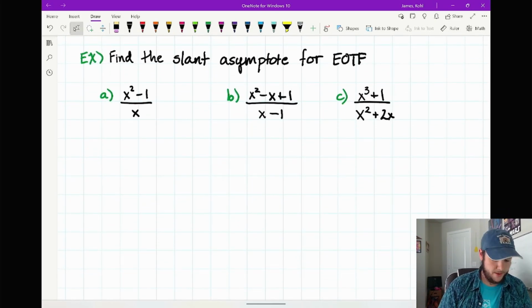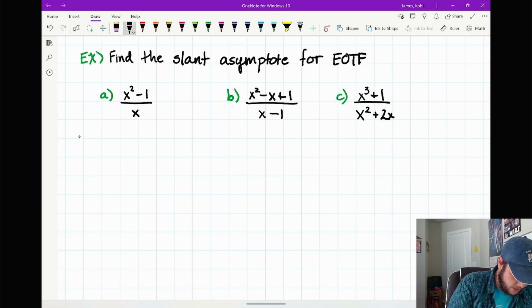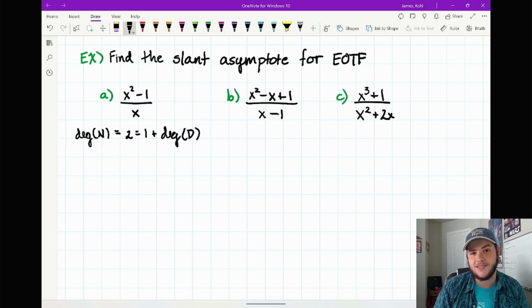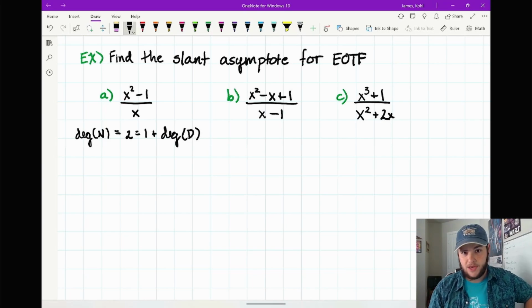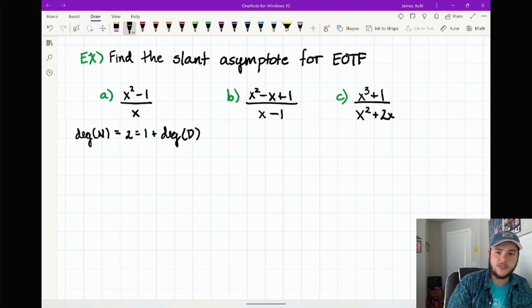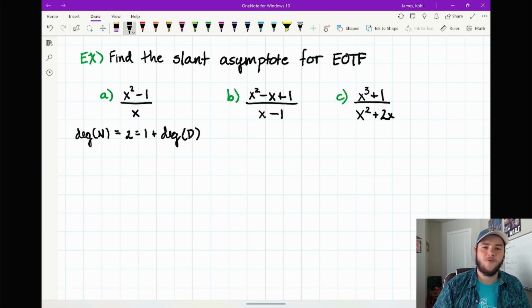In part A, notice the degree of the numerator is 2, which is 1 plus the degree of the denominator, or 1. That's how I know this has a slant asymptote. So how do I find the slant asymptote? Well, I perform the division. I need to find x squared minus 1 divided by x. And now hopefully it's clicking why we're talking about this idea next.